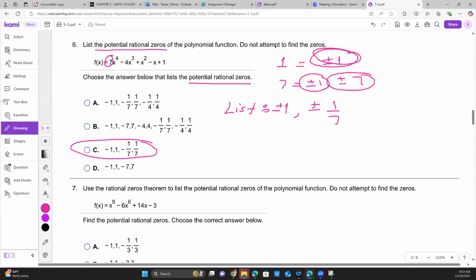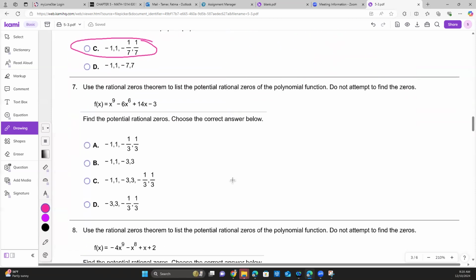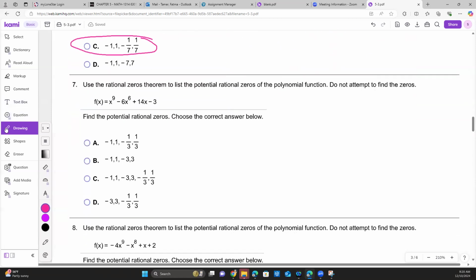But with no other number, when you divide it, will give you a remainder of 0, which means these are the only zeros, the candidates for this function. For number 7, it's the same type, but different numbers. We're going to practice this one more time.